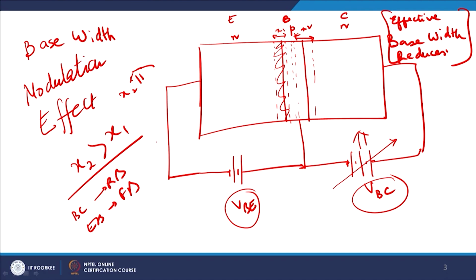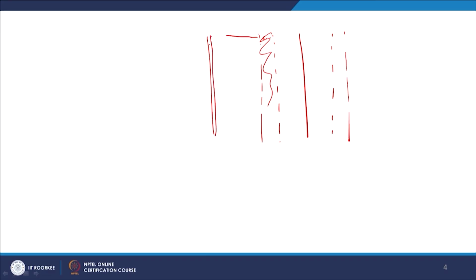So, your base was something like this. Now, initially your collector base junction was reverse biased like this. Now, increase the bias and this line has shifted to this part and it has become something like this. Which means that this much amount of base is gone, and the effective base width is reduced to this much amount only.